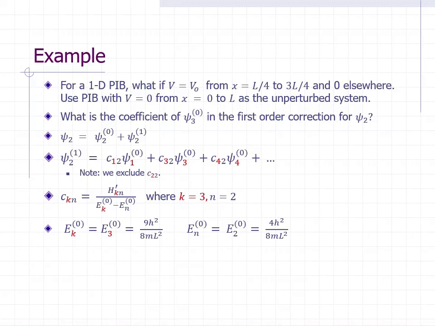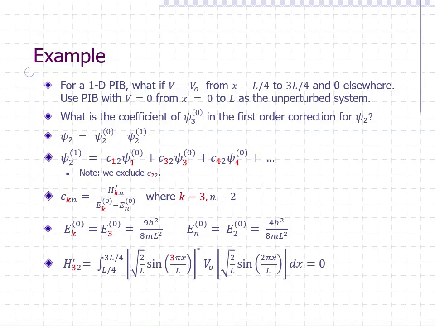The numerator is the matrix element h prime 3 2, which is the integral over the region from L over 4 to 3L over 4 of the product of the complex conjugate of psi sub 3 naught, V naught, and psi sub 2 naught. When we evaluate this integral, we find it to be equal to 0. Therefore, the coefficient c sub 3 2 is also 0.